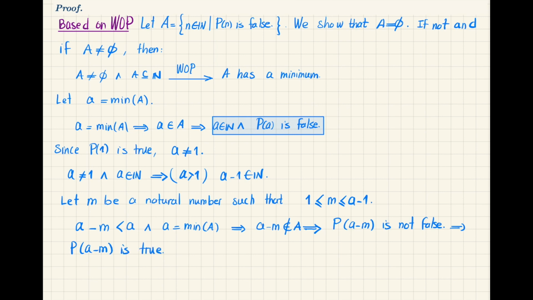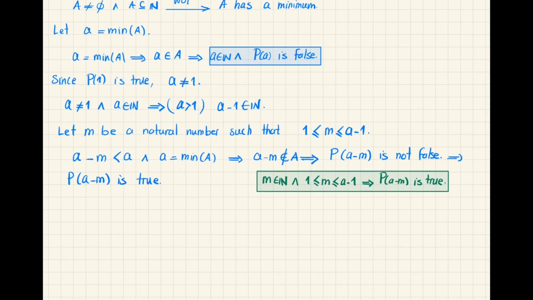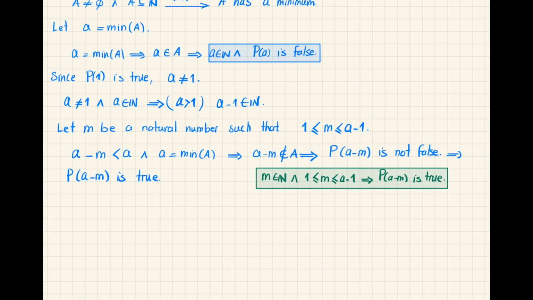So let me change my color here. What we know is that if M is an integer, a natural number, and 1 is less than or equal to M, less than or equal to A minus 1, this implies that P of A minus M is true. This is what we got so far. So let me put this here. This is not part of the proof, so this is why I changed my color. This is the summary of what we have done so far, to put it in front of our eyes.